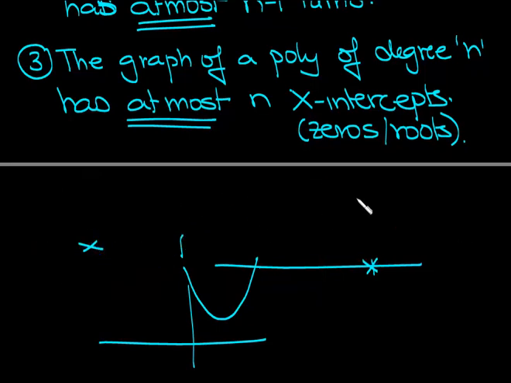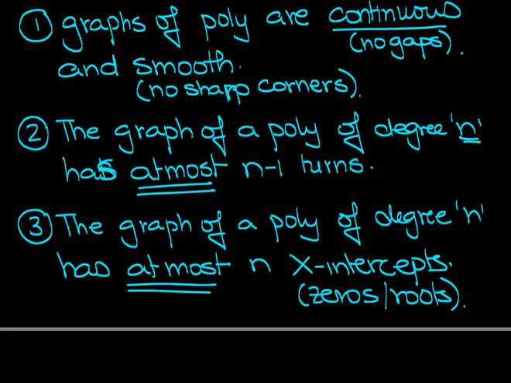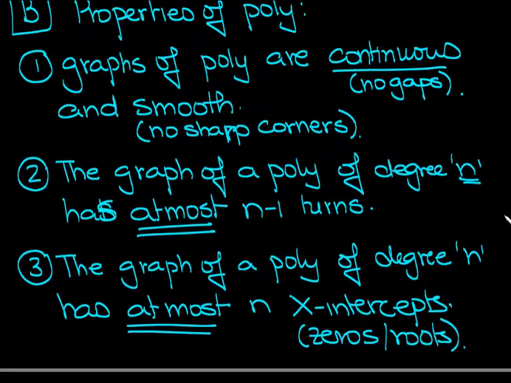Okay, so those are the things about the polynomial graph you should always know. 3 things about polynomial graphs. The first one is the most important one. They're continuous and smooth, because that's what's going to make it easy for us to graph polynomial functions.